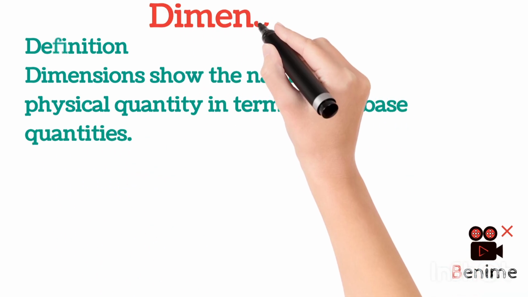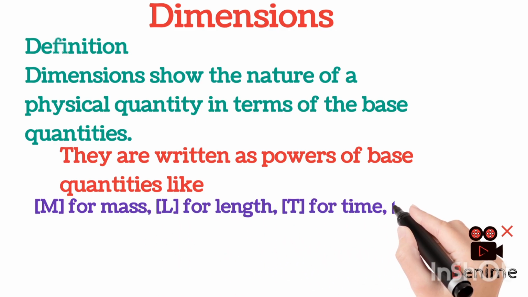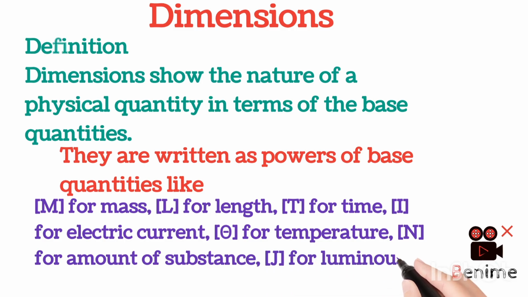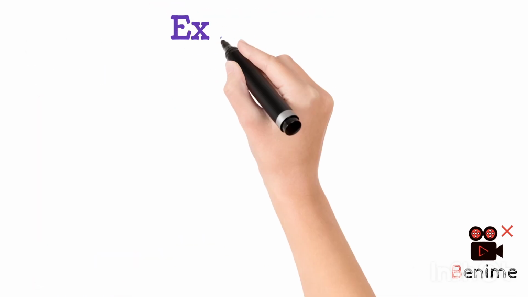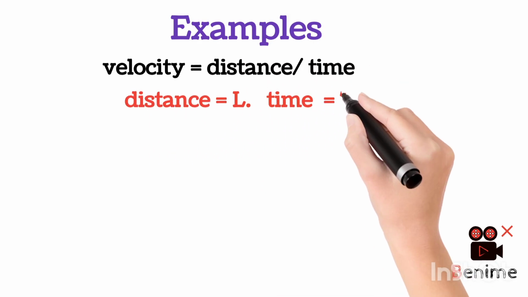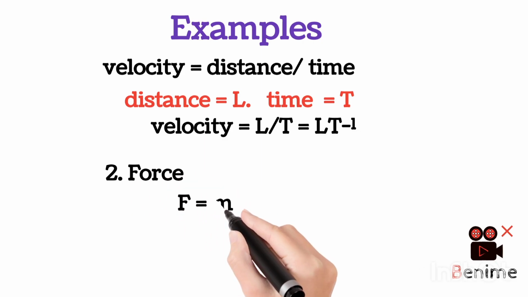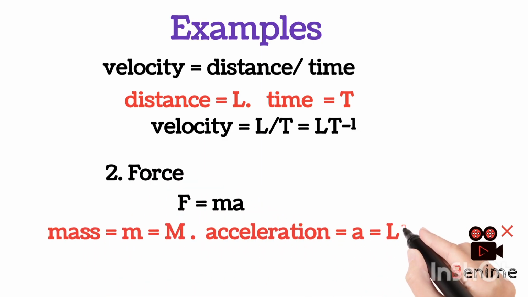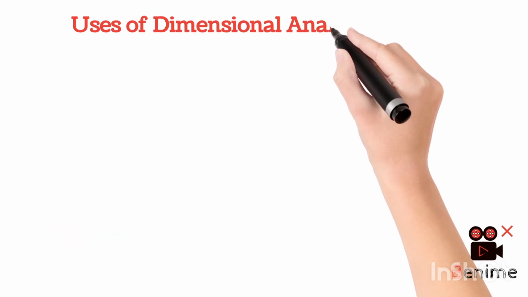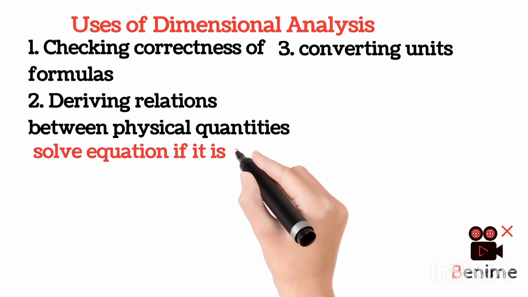To check the correctness of an equation, we use dimensional analysis. For example, M is the dimension of mass, L for length, and T for time. For example, velocity dimensions are L per T. The dimension of force is found from the formula F equals ma, where the dimension of mass is M, and for acceleration, it is L per T square. Dimensions help us to find the relation between physical quantities and then use them to analyze the correctness of formulas.